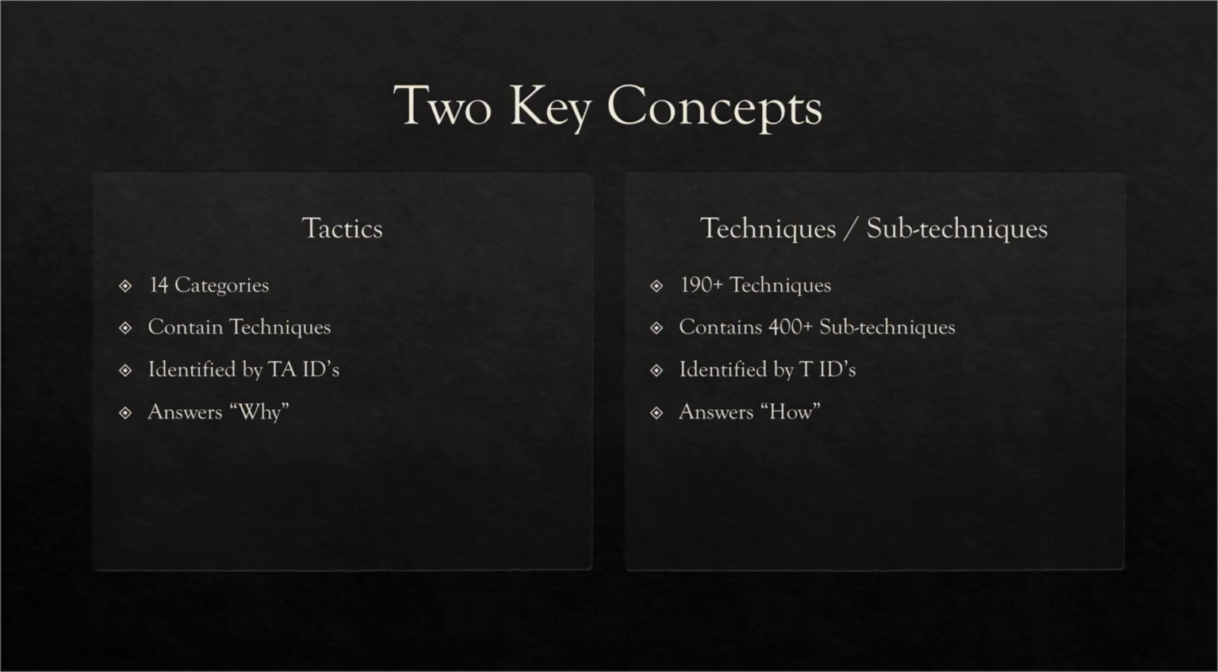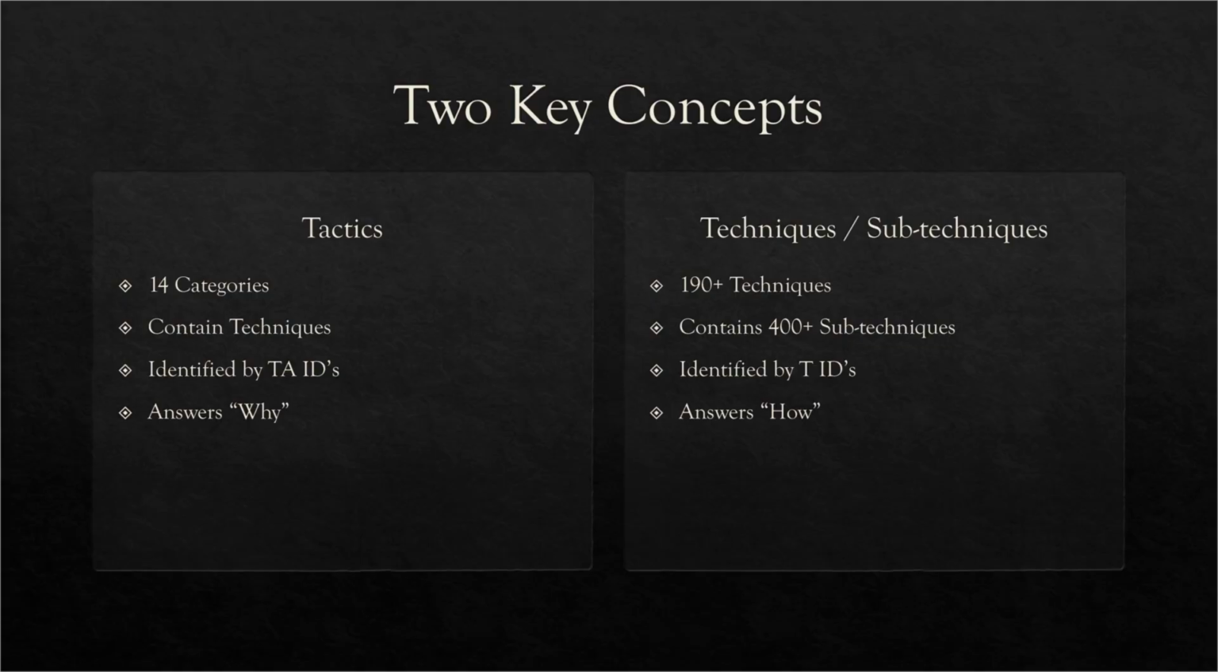So tactics are high-level categories. There are 14 of them, and they are containers, if you will, of all the techniques that go within them. And they answer the question, why? They are identified by TA IDs. And one example might be something like privilege escalation, initial access, or impact.